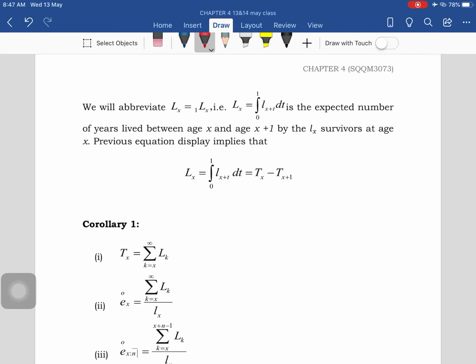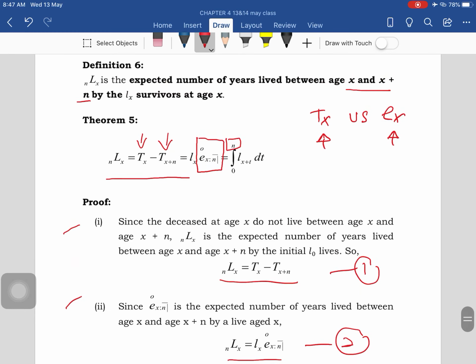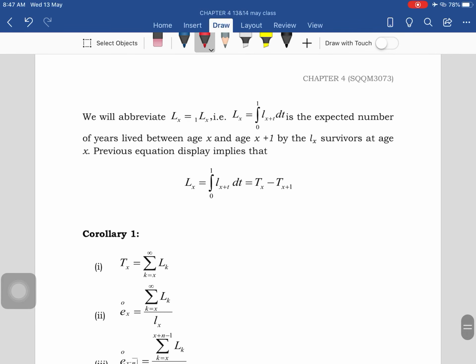Okay, this one is from x to x plus n, nLx. So for one interval only, we use Lx. So meaning that here is actually 1, so the upper bound is 1. So that's the only difference. So Tx minus Tx plus 1, and the upper bound is 1.